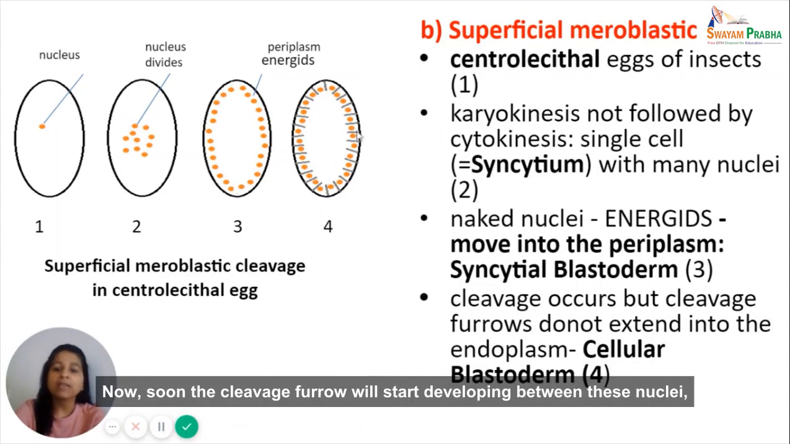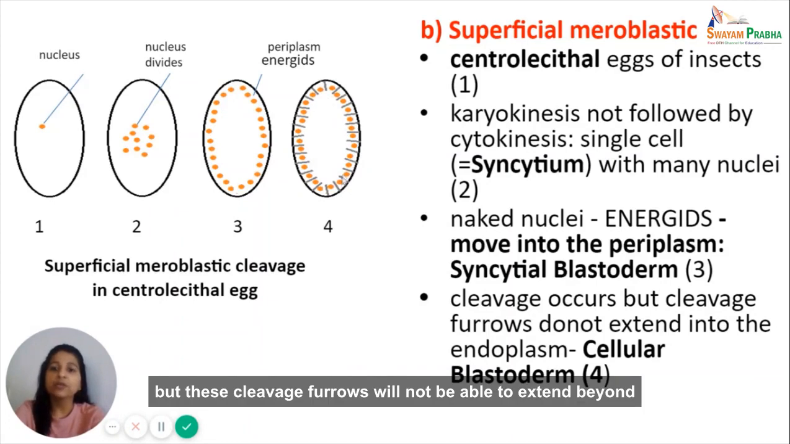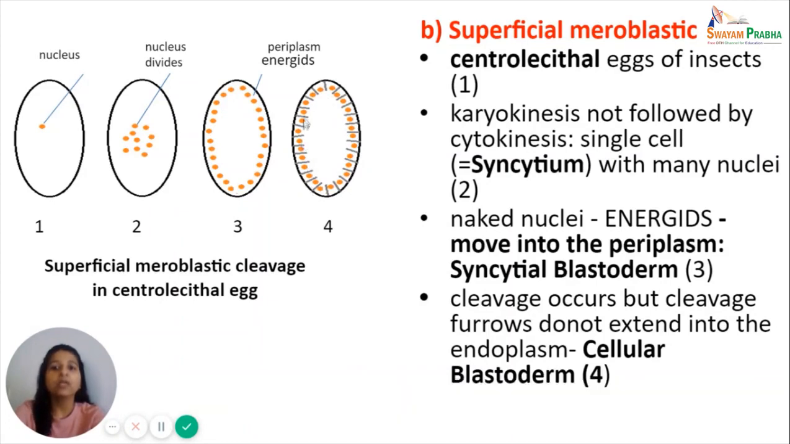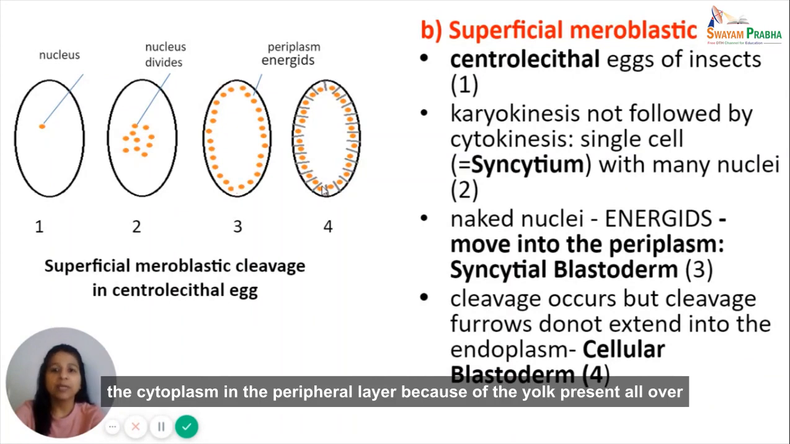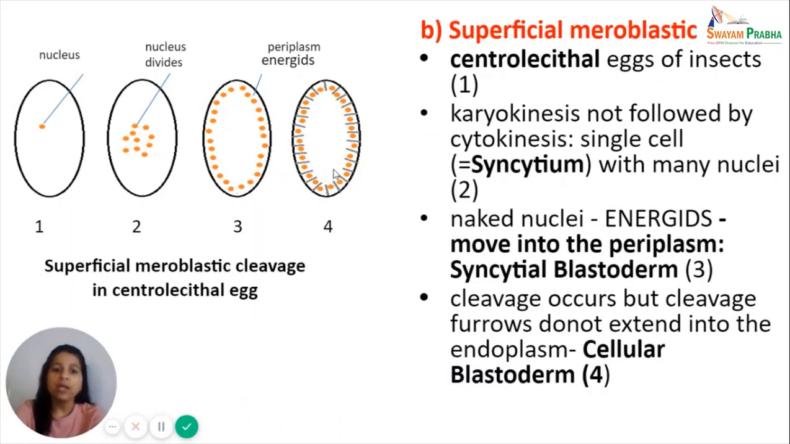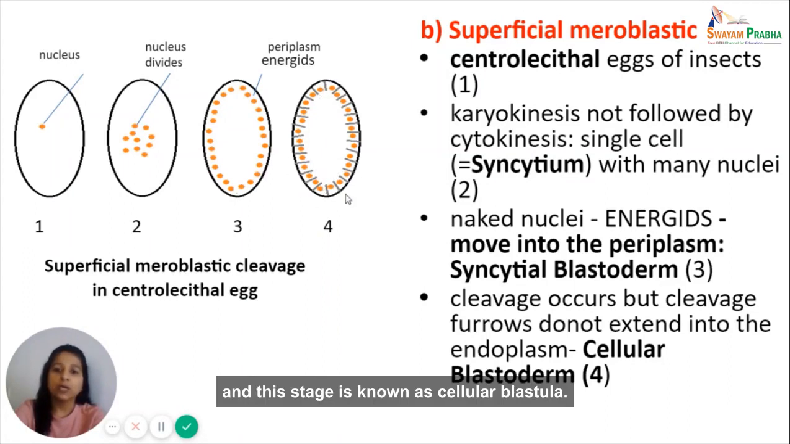Now soon the cleavage furrow will start developing between these nuclei, but these cleavage furrows will not be able to extend beyond the cytoplasm in the peripheral layer because of the yolk present all over. And this stage is known as cellular blastoderm.